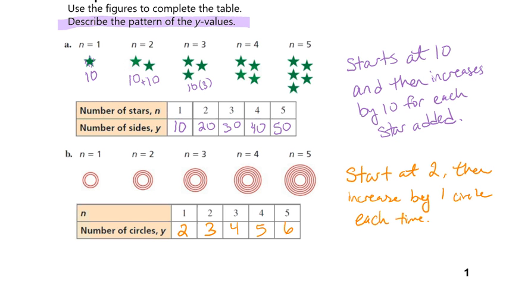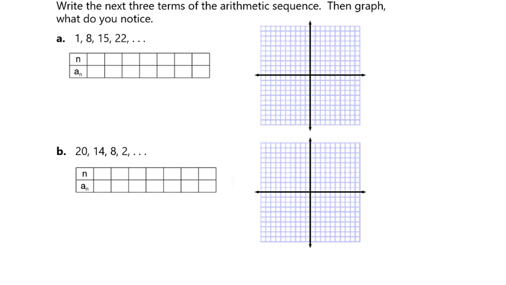Let's expand a little bit more on this. What does this tell us about these patterns? We're going to look at it another way. Here, we're going to write the next 3 terms in an arithmetic sequence, and then we're going to graph them and see what we notice. So we first need to find our next 3 terms. We see that we're increasing by 7. If we add 7 to 22, that's going to give us 29. Then if we add 7 to 29, that's going to give us 36. And if we add 7 to 36, that's going to give us 43.